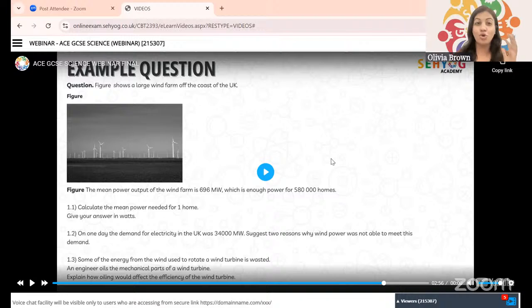You need not to put so much effort. You just need to be a smart worker also. Now in the third one, what they have asked: some of the energy for wind used to rotate a wind turbine is wasted. An engineer oils the mechanical parts of a wind turbine.